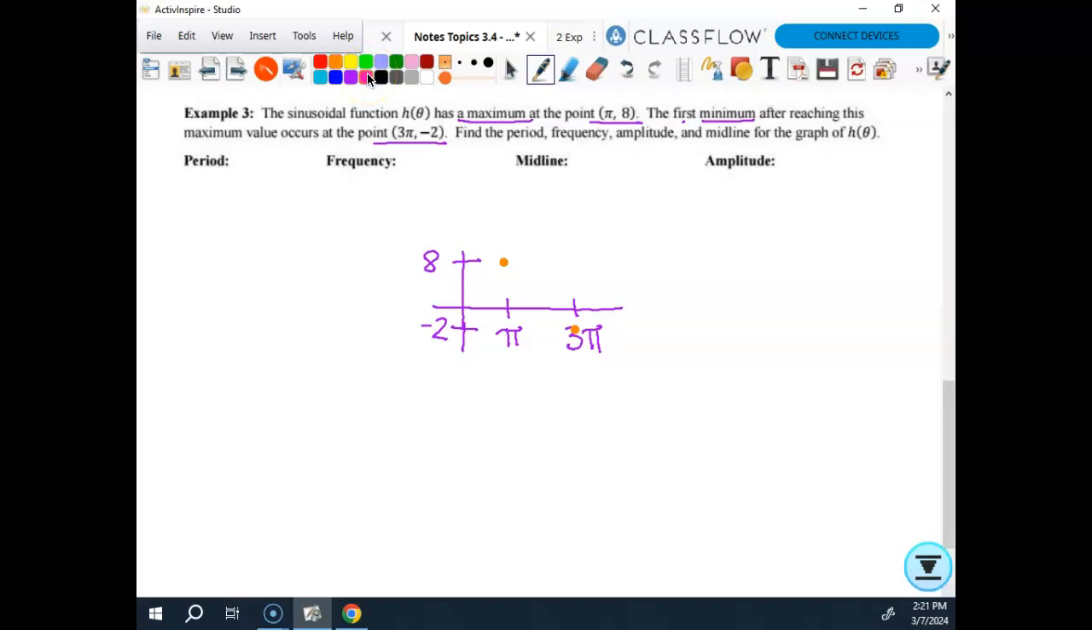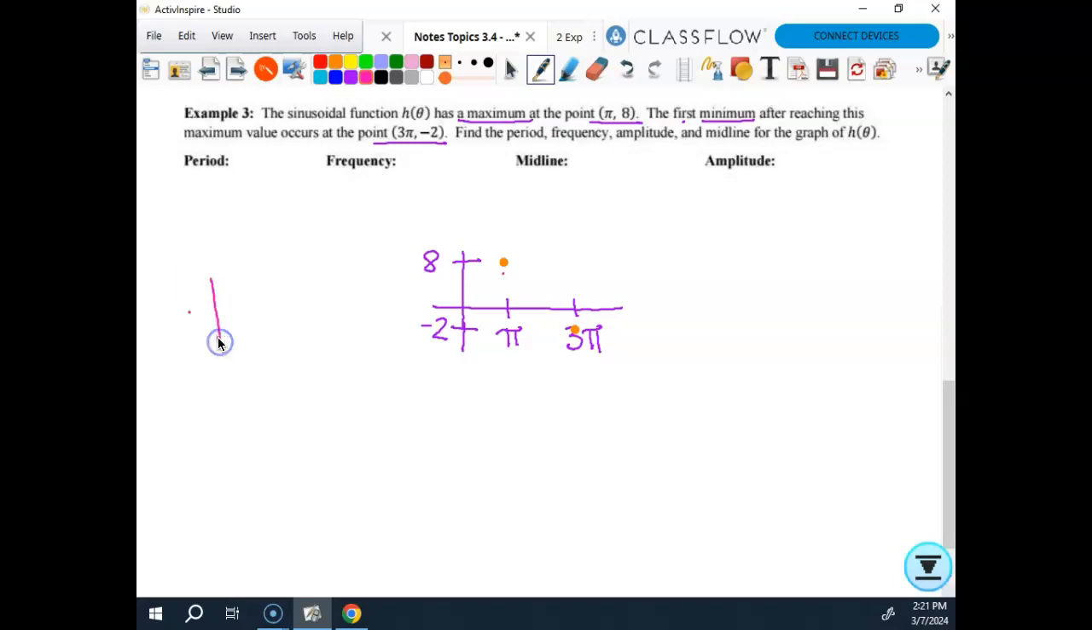Now, remember, these could be sine or cosine graphs. I have no idea, and it doesn't even matter. But if I think about this being where I start, because I really don't know where I'm starting, it's not really starting anywhere. I'm actually starting at the maximum. Which function starts at the maximum, sine or cosine?